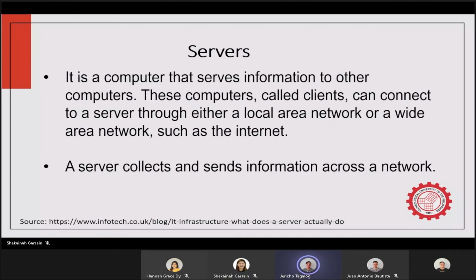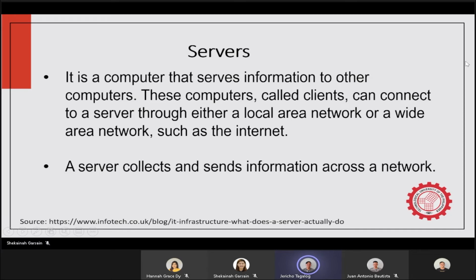Next. Servers. It is a computer that serves information to other computers. These computers, called clients, can connect to a server through either local area network or a wide area network, such as the internet. A server collects and sends information across a network.